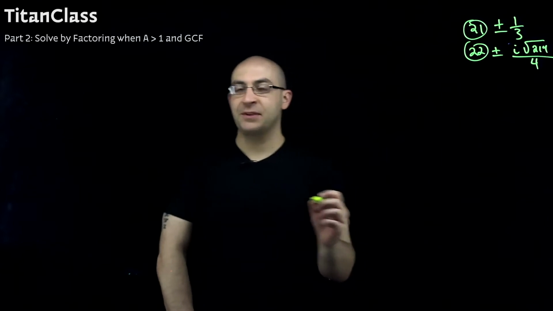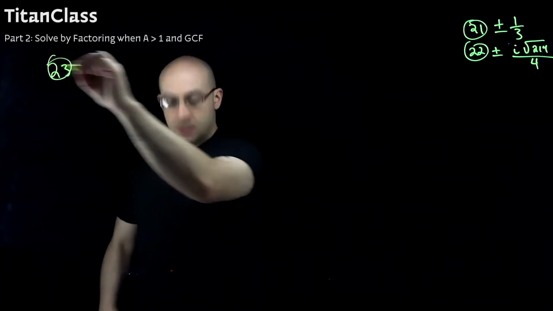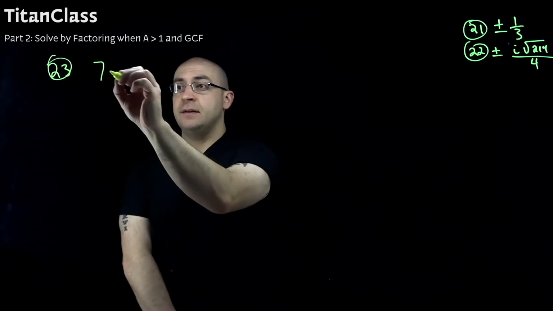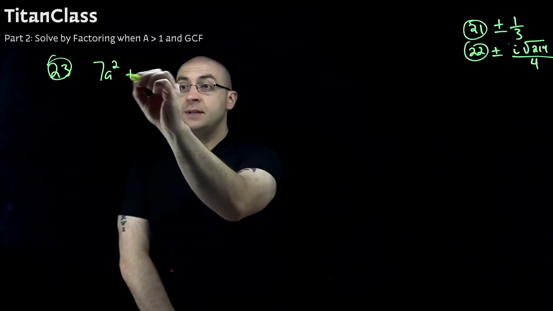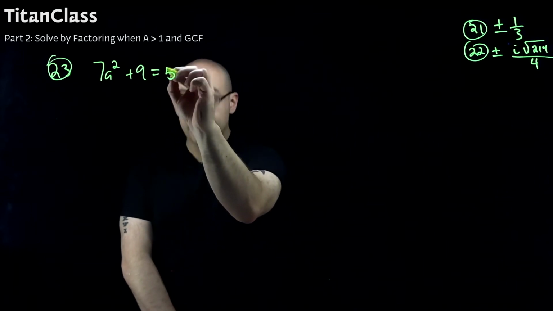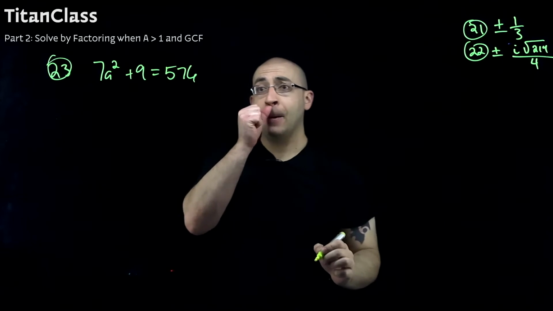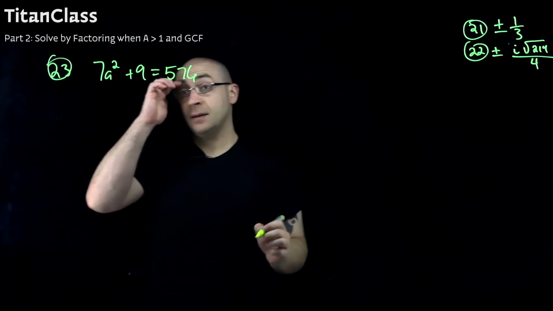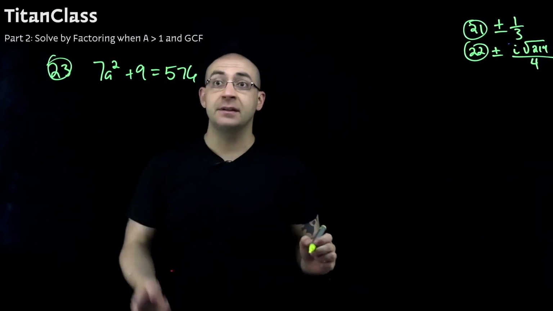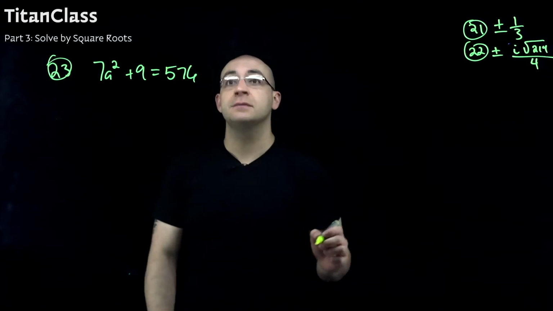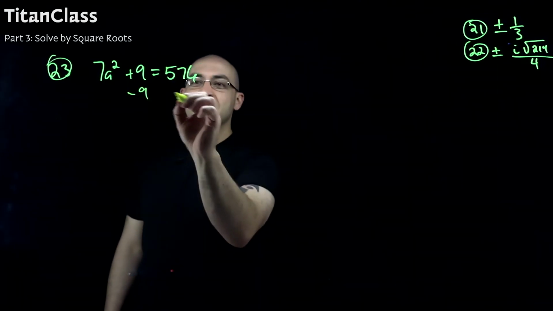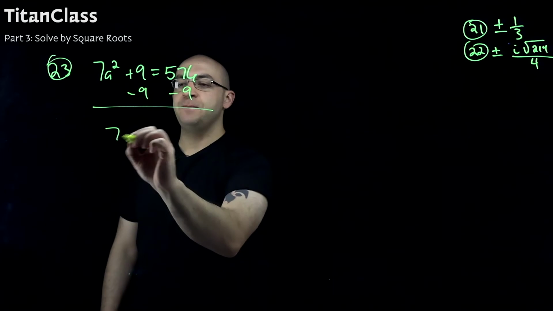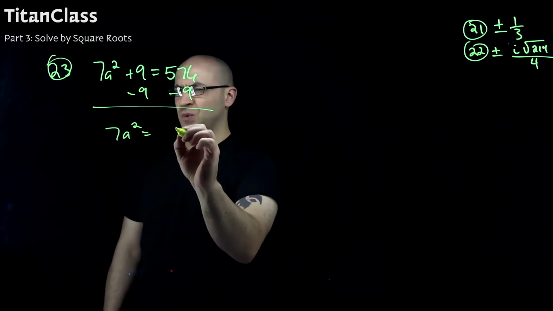Okay, number 23. 23 is 7a squared plus 9 equals 576. Okay, again, we're working with the square root method. Not solved by factoring because we're on square roots now. Minus 9 on both sides. 7a squared is going to equal, ooh, wow, what?